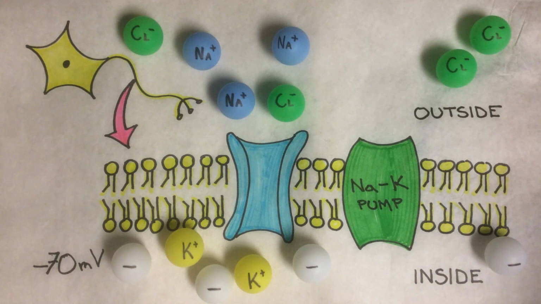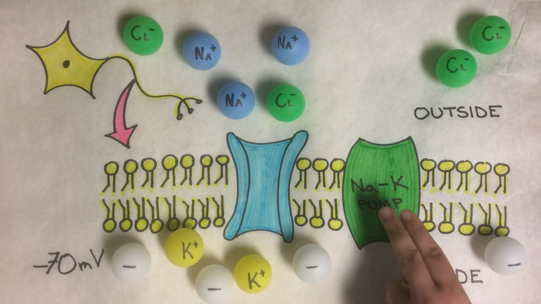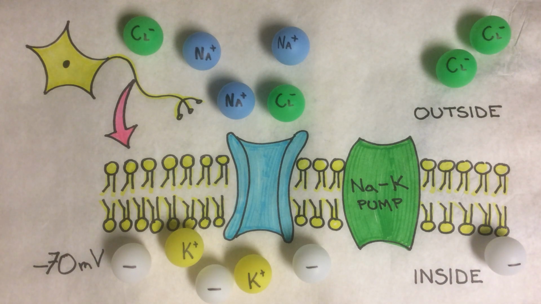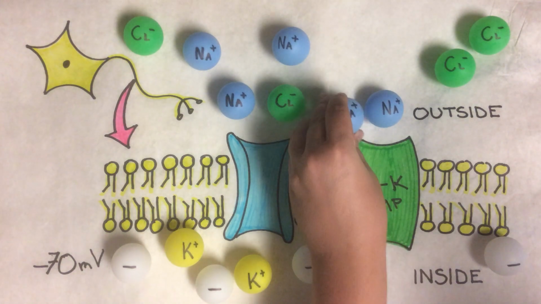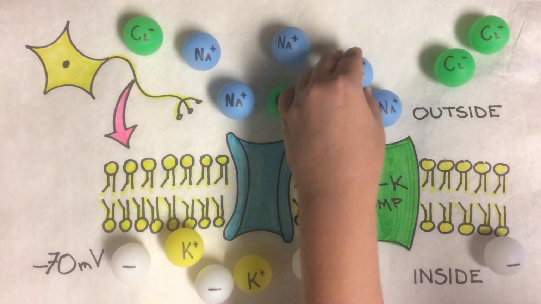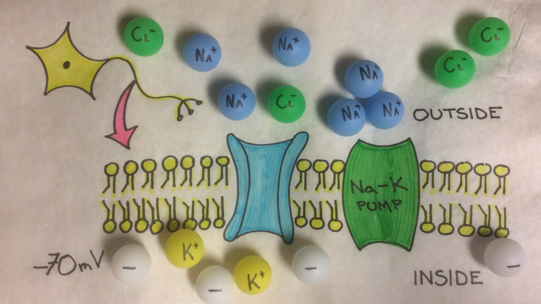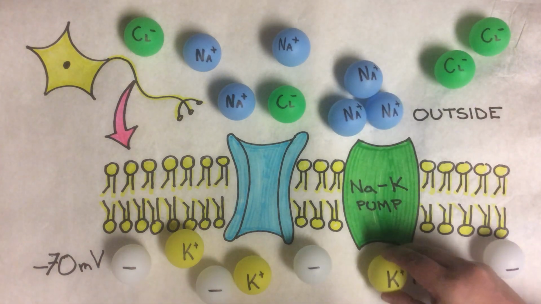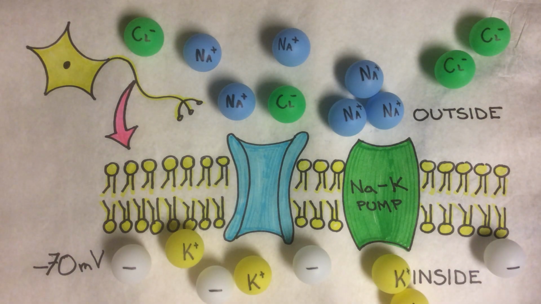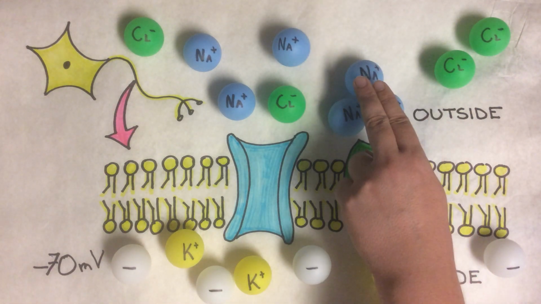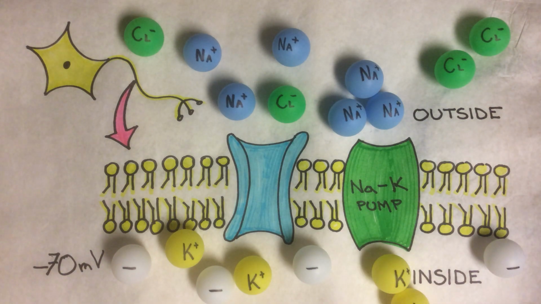This is essentially a transport protein that uses energy to constantly pump 3 sodium ions out of the cell and 2 potassium ions inside the cell. Now, when we add up the movement of charges, there are more positive ions pumped out than there are coming in. The sodium-potassium pump helps to keep the membrane potential negative.